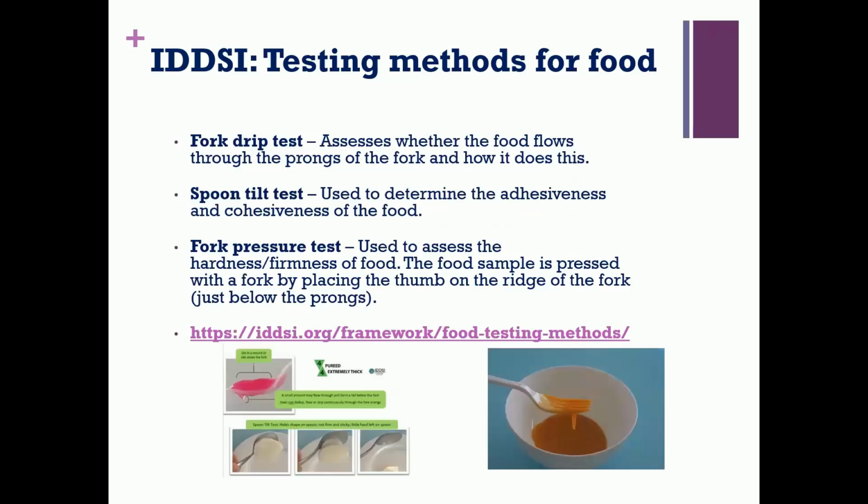So this is just a few more bits and pieces on the fork drip test, the spoon tilt test. Another one is when you're assessing perhaps the firmness of some foods, and a really simple one is to press with a fork using the thumb on the edge of a fork. And if you have to press really hard and your finger starts blanching, then it must be pretty firm, and that might be too firm for your little one. Again, I would suggest that you have a look at the IDDSI.org and the food testing methods for more information, or indeed ask your speech and language therapist to go through and show you the different testing methods.